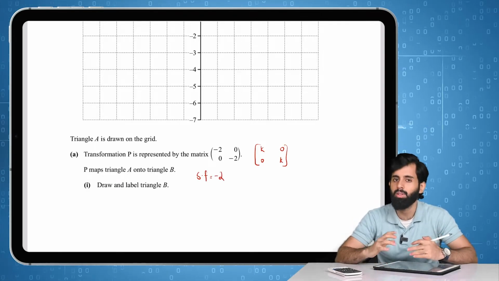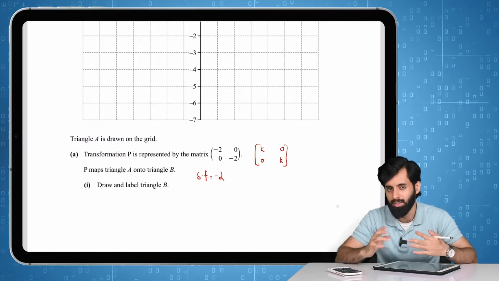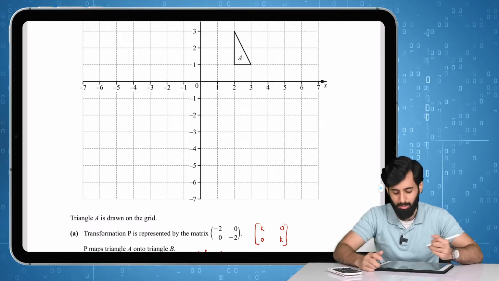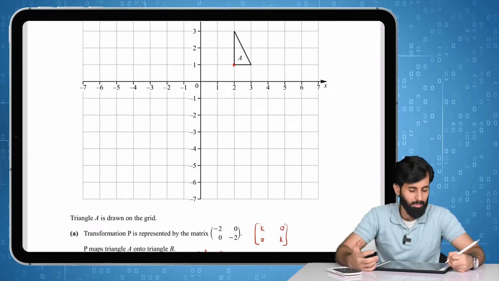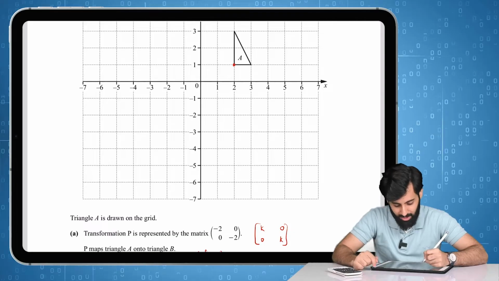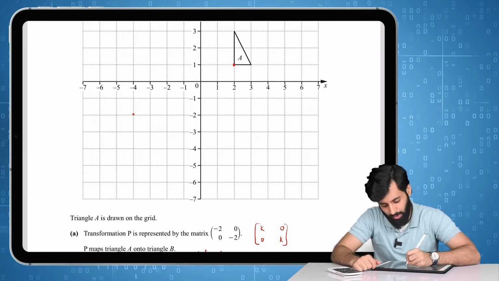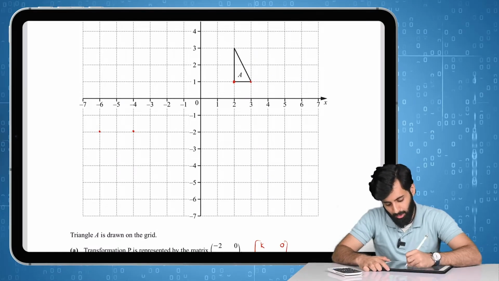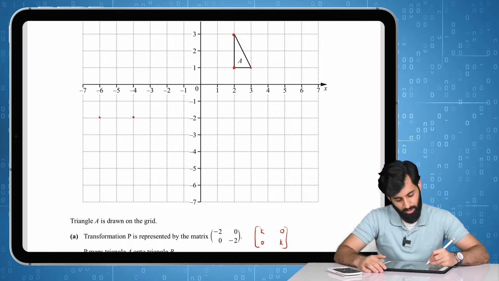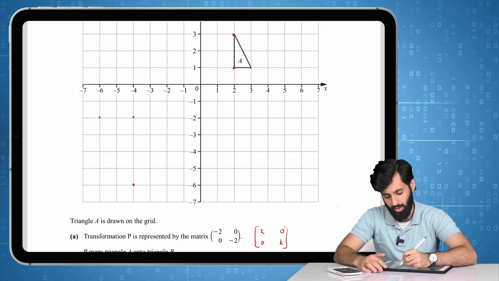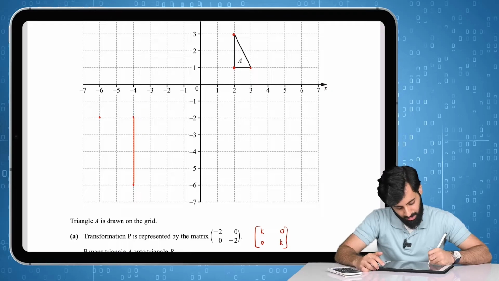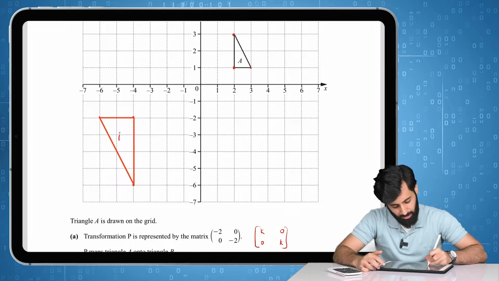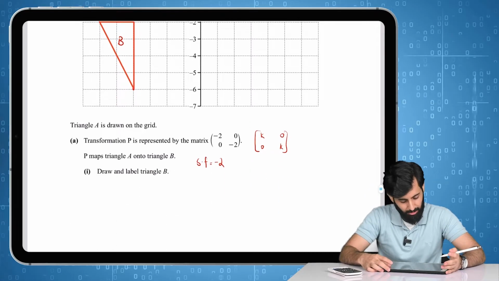And we all know what happens when you enlarge a triangle with center origin by any scale factor. All you have to do is take the vertices and multiply them by the scale factor, which in this case is -2. So 2, 1 multiplied by -2 becomes -4 and -2. Then 3, 1 becomes -6 and -2, and 2, 3 becomes -4 and -6, and there you have it. We have successfully applied this matrix and obtained triangle B. Once you've drawn it, make sure that you label it also, and there you go, 2 marks in the bag.